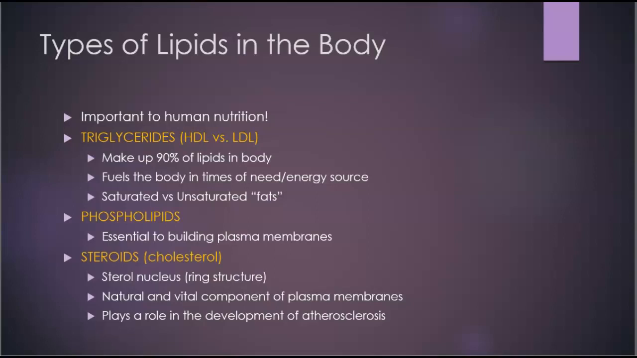Phospholipids are essential to building plasma membranes, so again, cells and walls. And then steroids, which sounds really weird. You're like, what? Steroids? What are we talking about? We're talking about the sterol nucleus, or the ring structure that is the basis for the cholesterol molecule. This is a natural and vital component of plasma membranes and plays a role in the development of atherosclerosis.